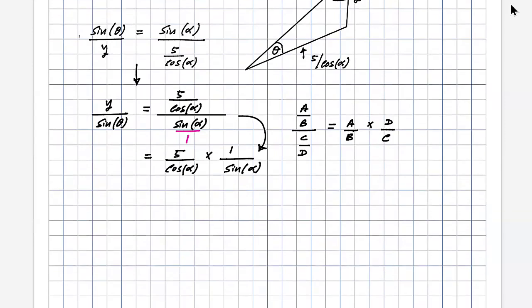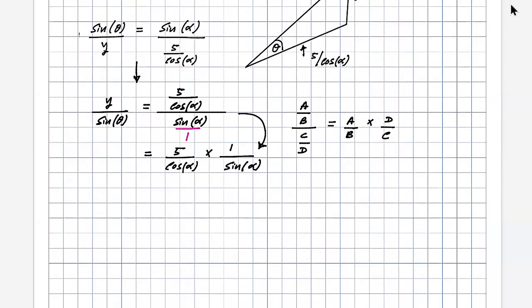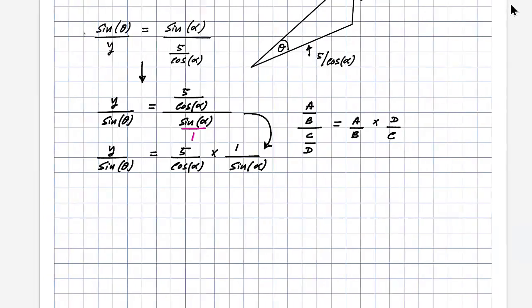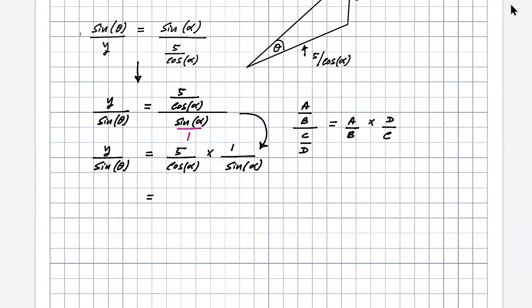Right? So now, left hand side I have y divided by sine theta. Good. Now what I do, I can combine or group the right hand side, which is 5 times 1 is 5, divided by sine alpha cosine alpha. Right?